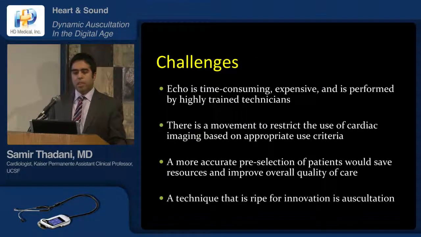Echo is certainly time-consuming, expensive, and you need trained technicians to perform it. And nationwide and worldwide, there's a movement to restrict the use of cardiac imaging based on appropriate use criteria. And so a more accurate pre-selection of patients would save resources and improve the overall quality of care. And so one technique that's ripe for innovation is auscultation.